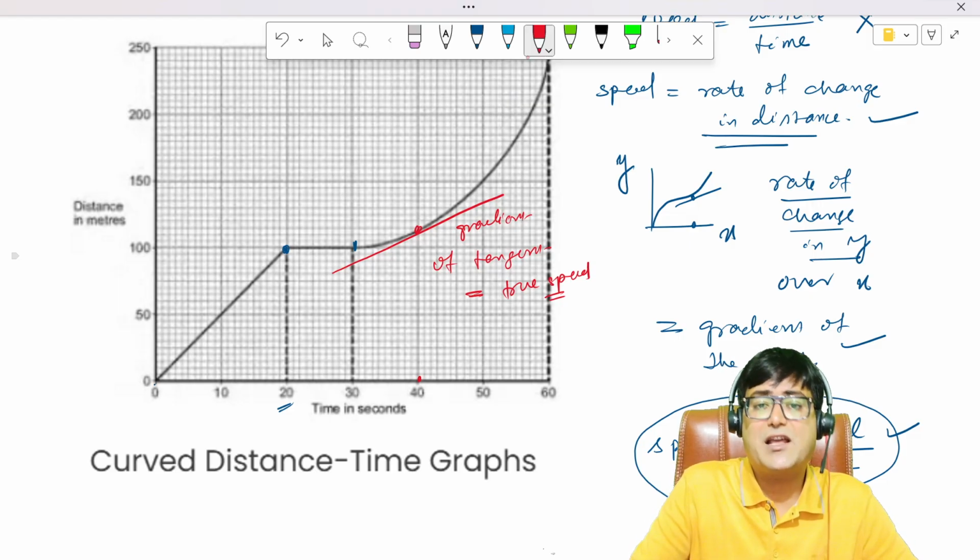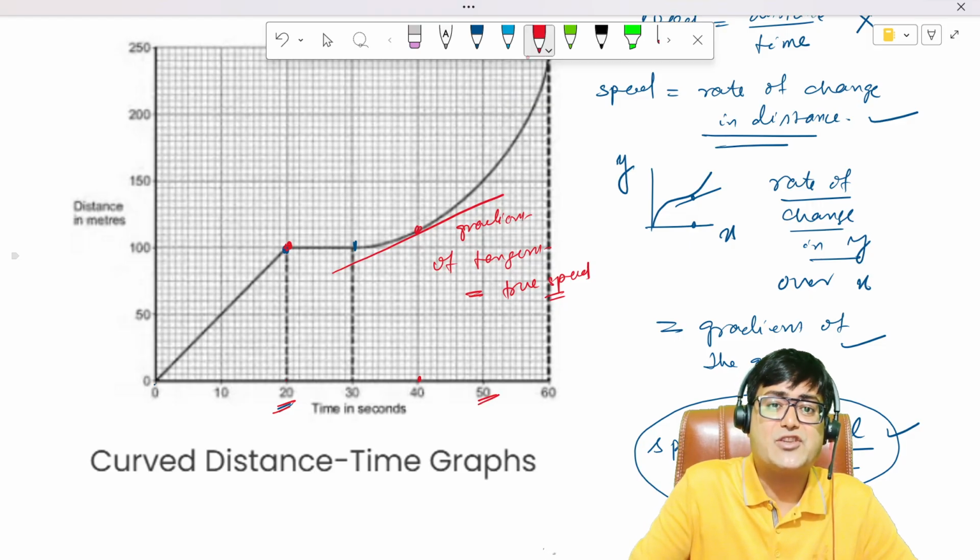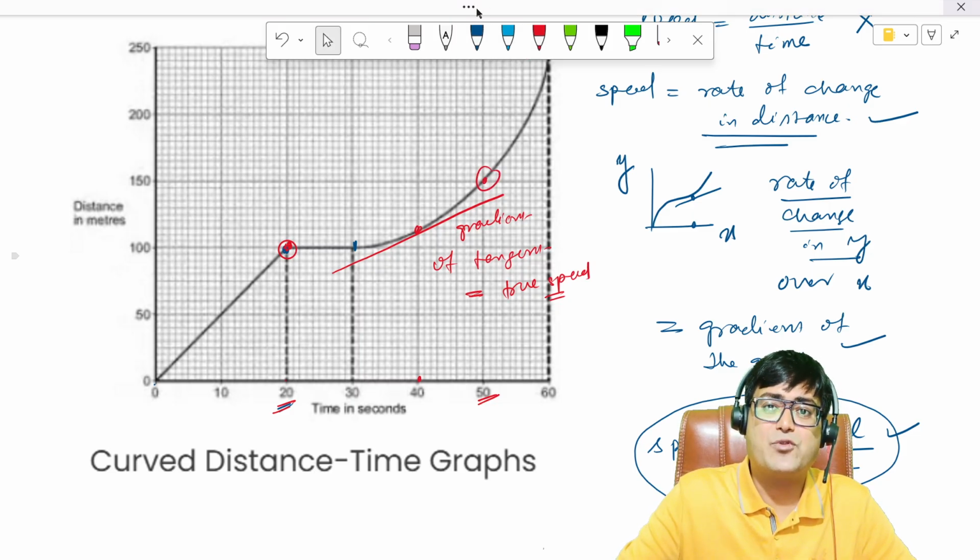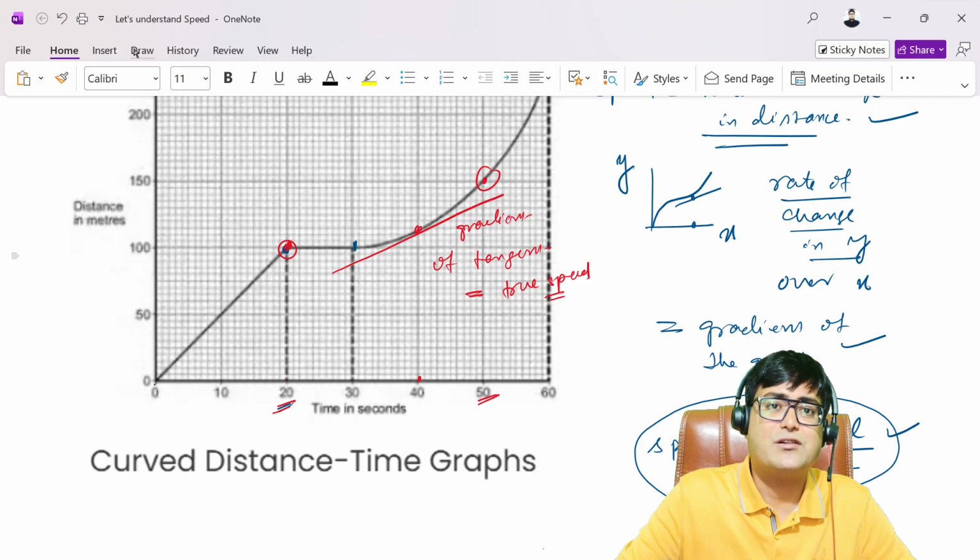However, there is another way you can find speed, but that is not the true speed. That will be the average speed. Imagine the question asks you to find the average speed between the 20th second and the 50th second. You're going to have to choose two points, one point at 20, one point at 50. Then you're going to have to draw a straight line.